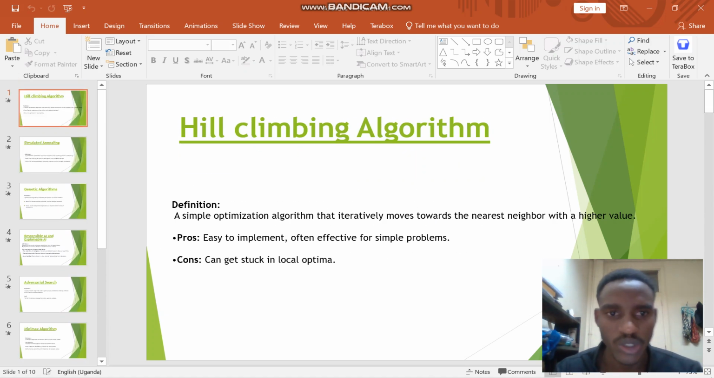First and foremost, we're going to talk about the hill climbing algorithm, a simple optimization algorithm that iteratively moves towards the highest neighbor. It's easy to implement and often effective for simple problems, but the problem is that it can get stuck in a local optima.